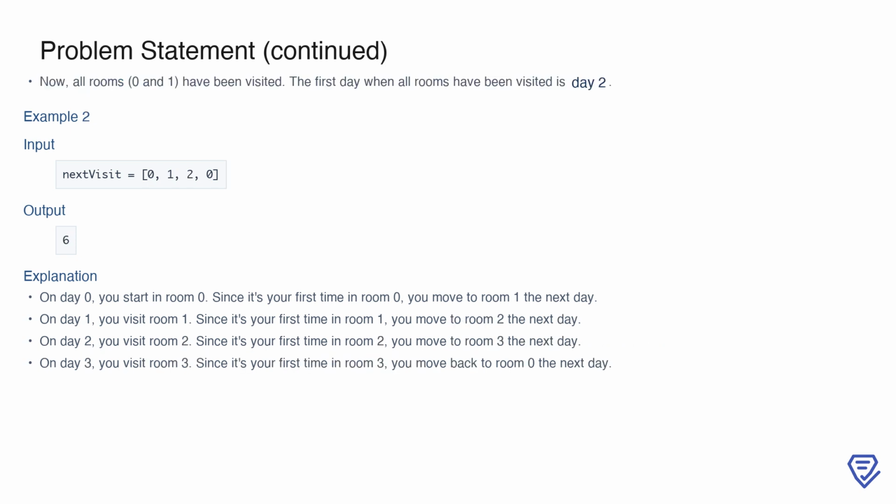Now, let's examine a slightly larger example where nextVisit is [0, 1, 2, 0]. On day 0, you start in room 0. Since it's your first time in room 0, you move to room 1 on day 1. On day 1, you visit room 1 for the first time, so you move to room 2 on day 2. On day 2, you visit room 2 for the first time and move to room 3 on day 3. On day 3, you visit room 3 for the first time and then move back to room 0 on day 4, as determined by the rules.